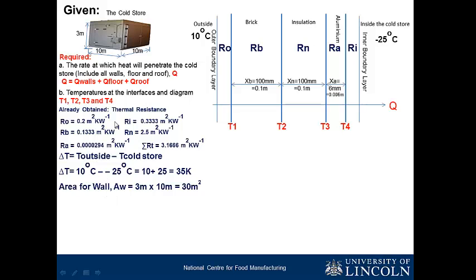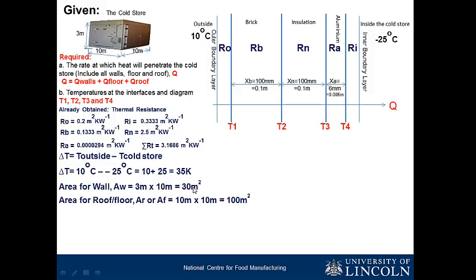Now to find the area, we still need to find the area for the wall, which is 3 times 10. Another one, 3 times 10, they have the same dimension, which means by calculating one, we know the others. Now for the roof, it's different. We have 10 times 10 for the floor, and 10 times 10 for the roof. So for the roof and the floor, they are the same. It's 100 meters square, and for the wall it is 30 meters square.